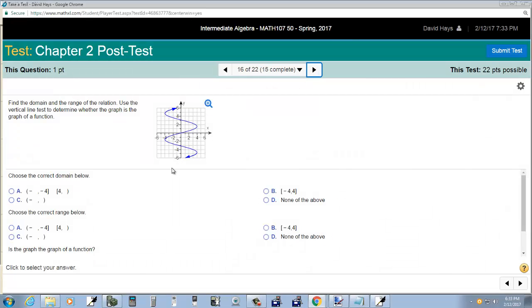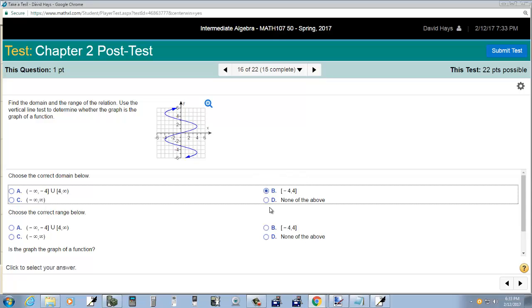Find the domain and range of the relation. Use a vertical line test to determine if it's a function. The domain is the x values. Our leftmost point is right here, and if I come to my x-axis, that looks like -4. My rightmost point is right here, which on the x-axis is +4. So it's going from -4 to +4.